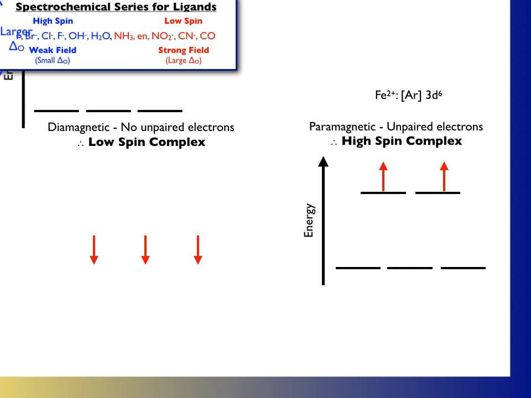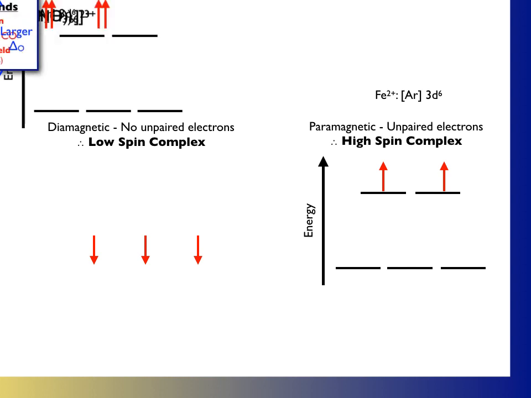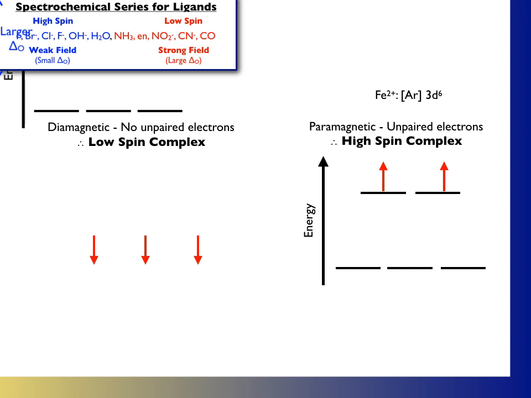The second part of the question asks us to figure out which complex ion has the higher delta O. We can take a look at our spectrochemical series. When we find water and ammonia on the spectrochemical series, we find that water is farther to the left than ammonia is. This means that ammonia causes a bigger delta O than water does, which answers our second question.